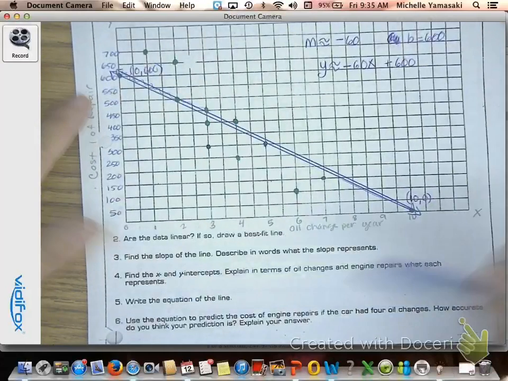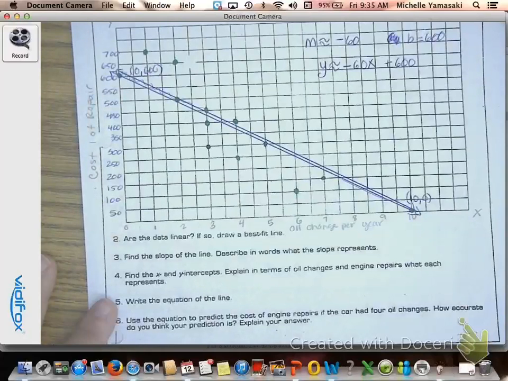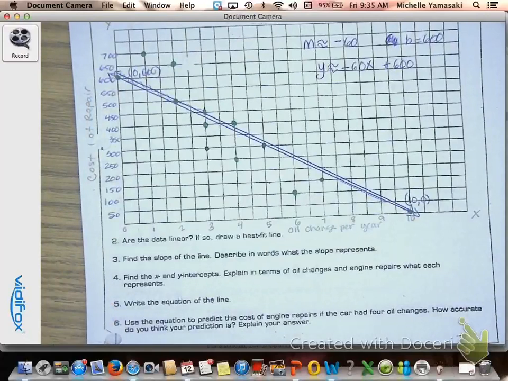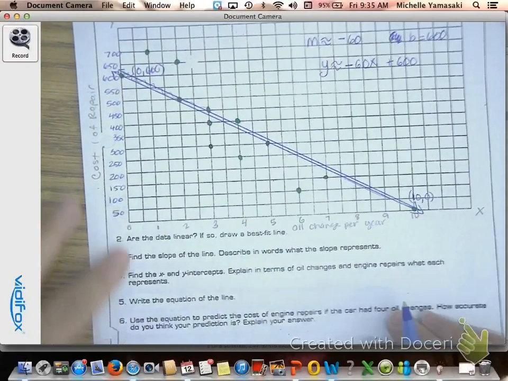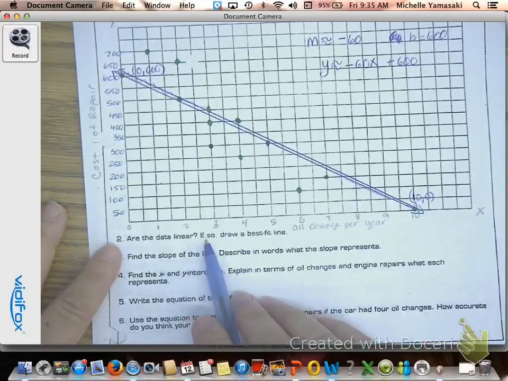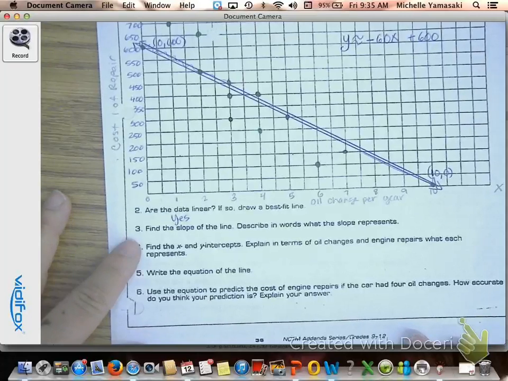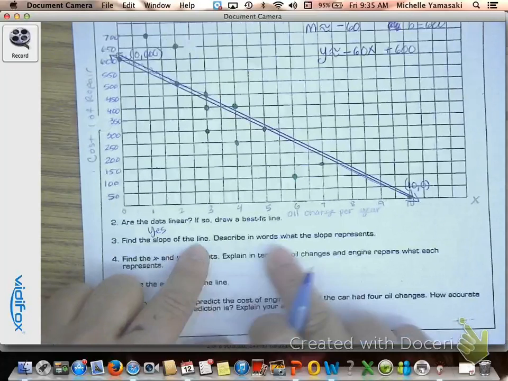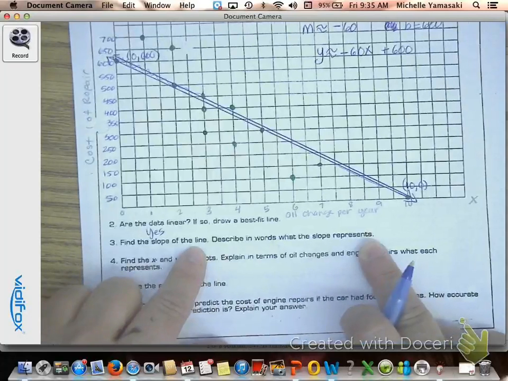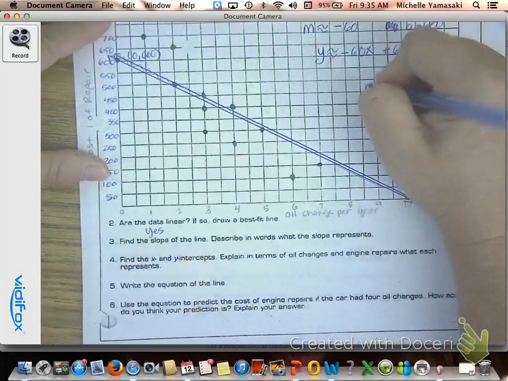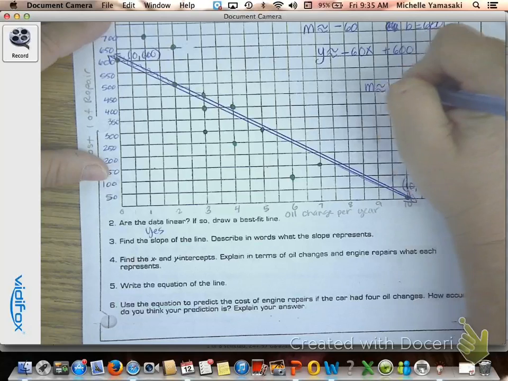Let's talk about the questions. Are the data linear? Yes or no? If so, draw a line of best fit. So I'm going to answer yes. Find the slope of the line. Now, describe in words what the slope represents. Now remember, we said m is about equal to negative 60 over 1.